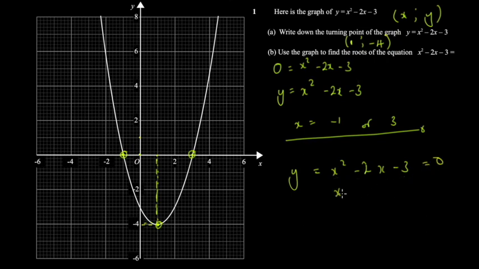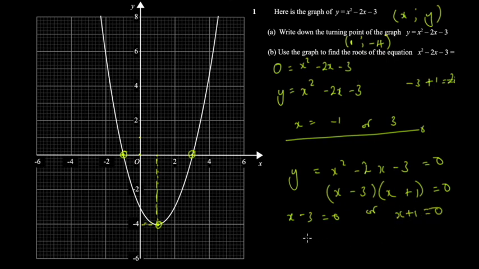If you factorize this, you'd use x minus 3 and x plus 1. Two numbers that you multiply to get negative 3 and add to get negative 2: so it's minus 3 and plus 1. When you add them you get negative 2, and when you multiply them you get negative 3. So here you'd get x minus 3 equal to 0, or x plus 1 equal to 0. That means x is equal to 3 or minus 1.